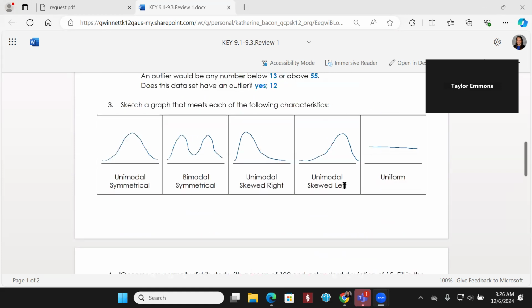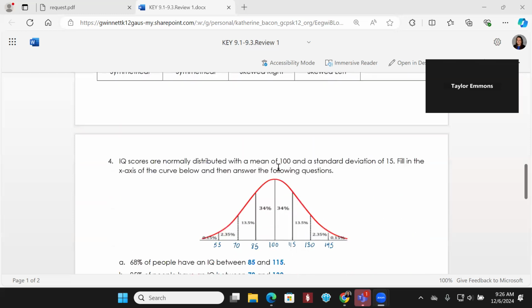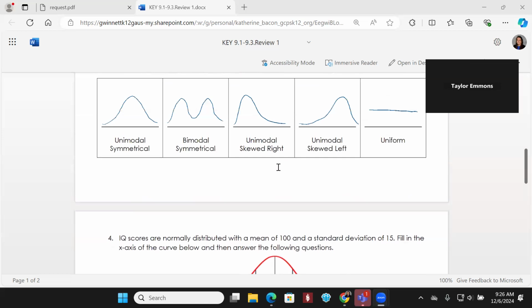The normal distribution question is probably the most frequently missed question just because, I don't know, people rush through it. Okay, so look at number 4. And it should be easy. Should be. Keyword.